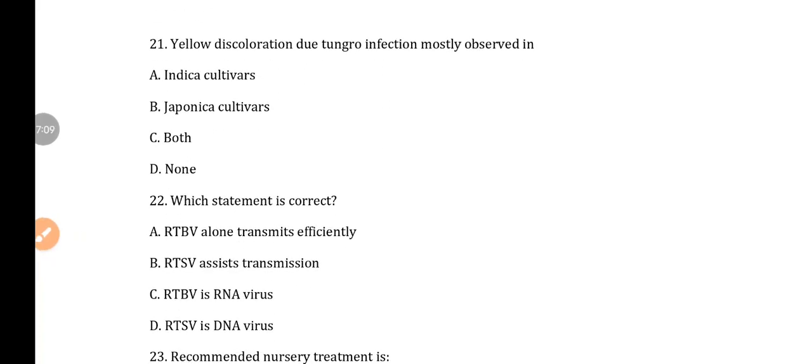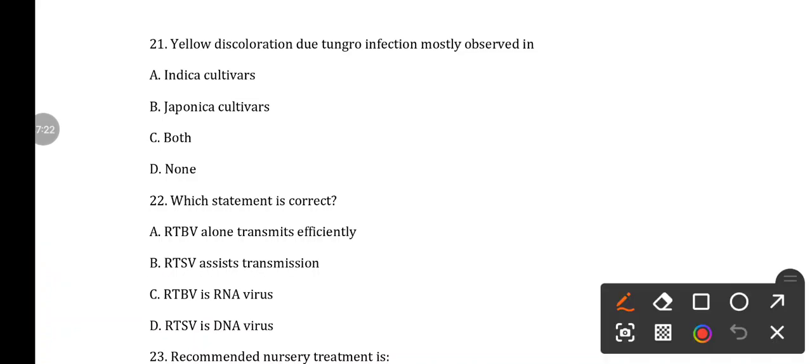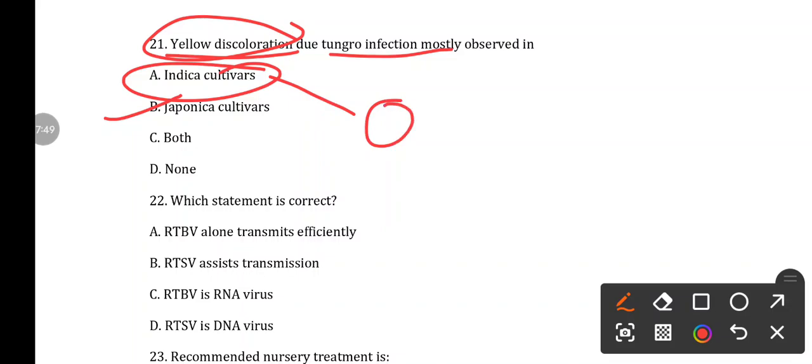Next, question number 21. Yellow discoloration due to Tungro infection mostly observed in option A Indica cultivars, option B Japonica cultivars, option C both, option D none. This is very important. So the discoloration for Rice Tungro is either yellow to orange, in some cultivars specific yellow discoloration is observed, and in some cultivars specific orange discoloration is observed.